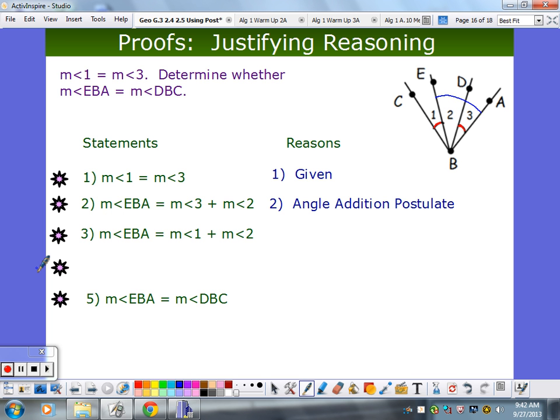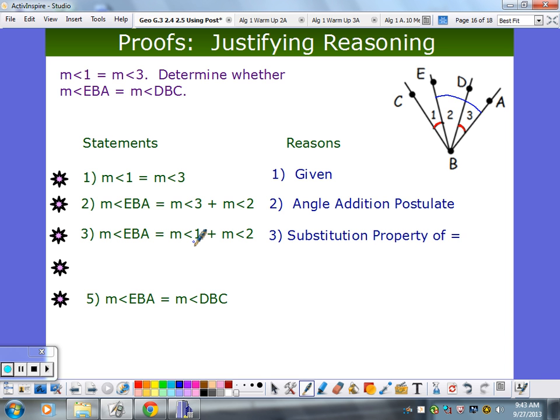Let's see what I did here. Now, I've got the measure of angle EVA equals the measure of angle 1 plus the measure of angle 2. Let's see what happened between here and here. What happened? I substitute what for what? So I know 1 and 3, those measures are equal. So wherever I see measure of angle 3, substitution says you can go ahead and substitute in the measure of angle 1. So I'm using the substitution property of equality to just replace the 3 with a 1.